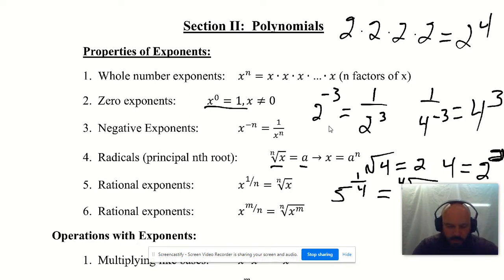The last one is the rational exponents, and that one states if you had like 6 to the 2/3 power, this would turn into 6 to the second, and then that would be cube rooted. So the numerator of the power fraction becomes the power on the base, and the denominator becomes what type of root it is. It could be a square root, cube root, fourth root.